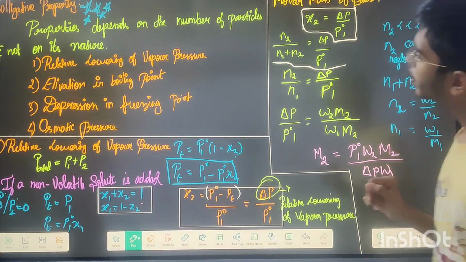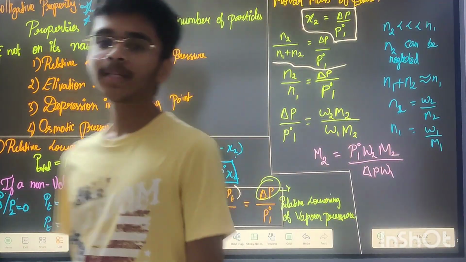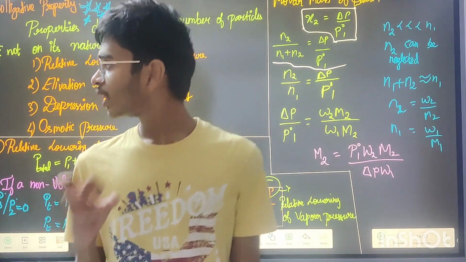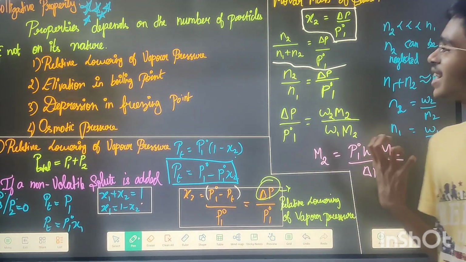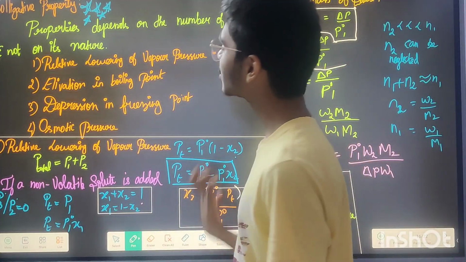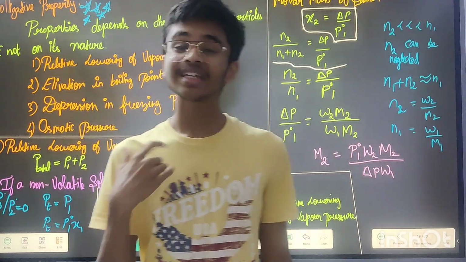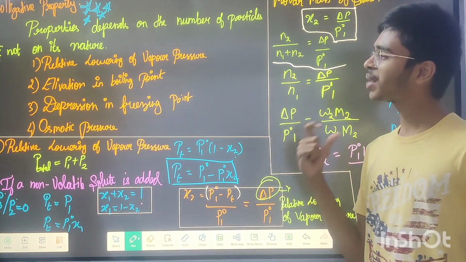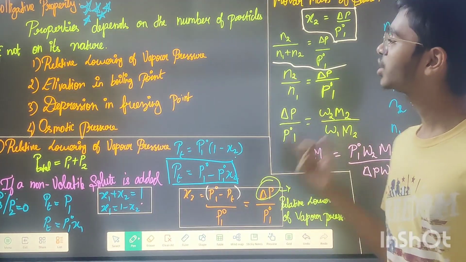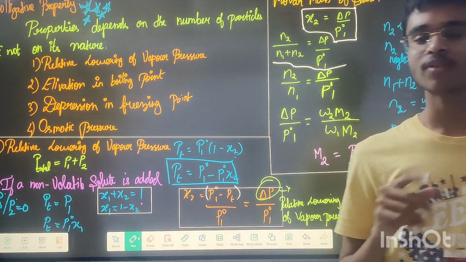What is a colligative property? A property which does not depend upon the nature of a solution, or solvent, or solute, but instead depends on the number of particles of that solution, solute or solvent.